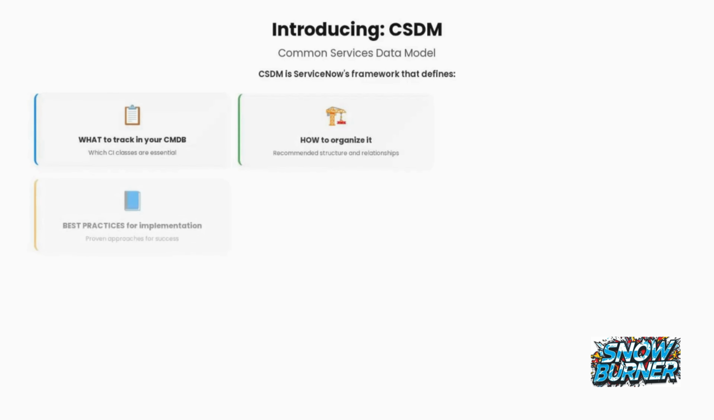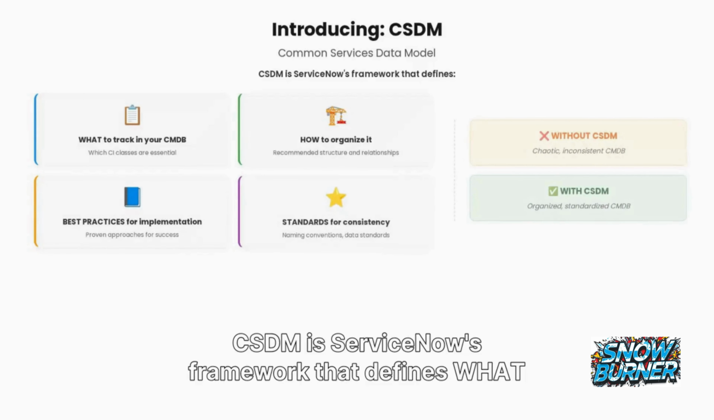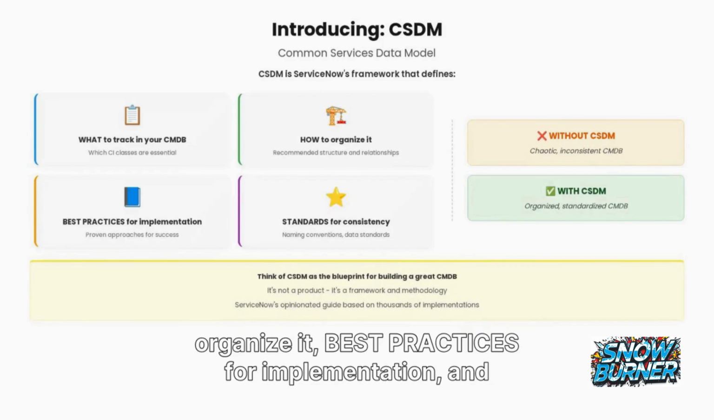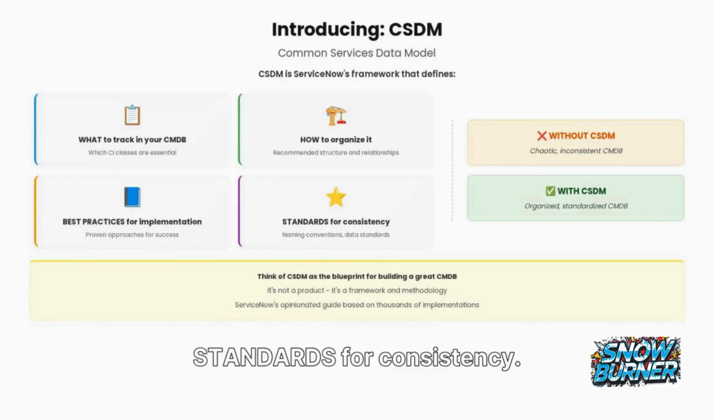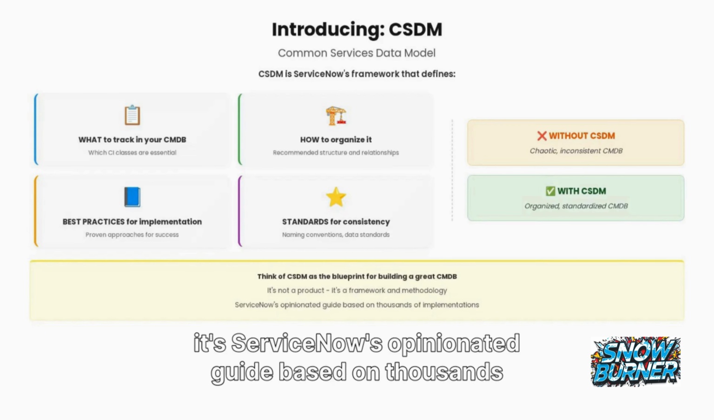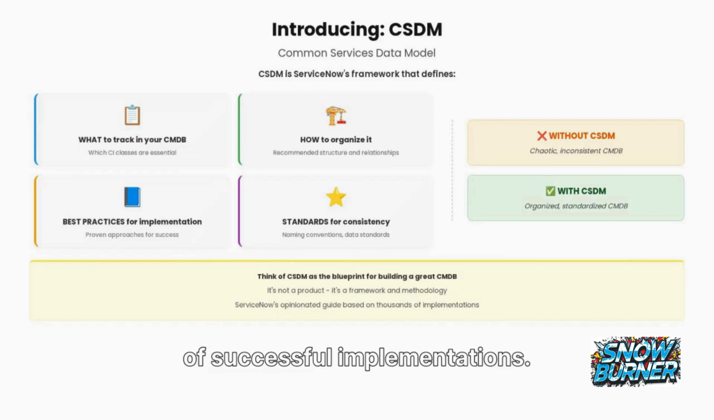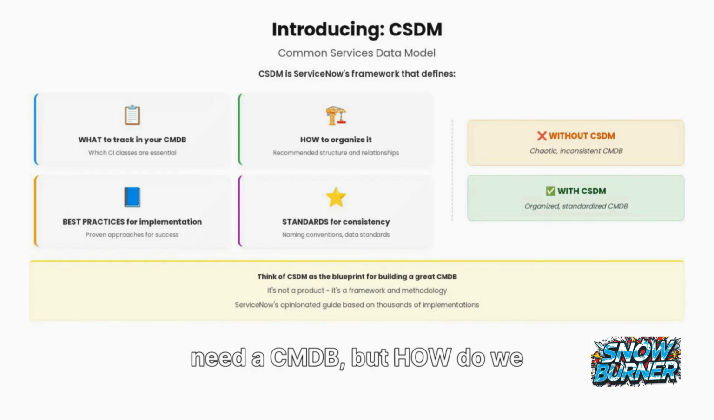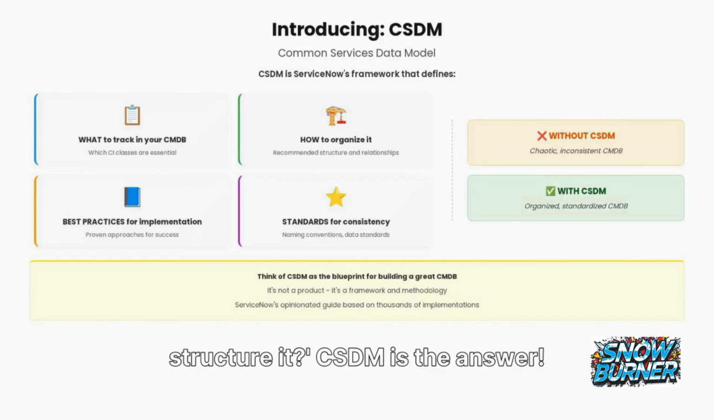Now let's talk CSDM, Common Services Data Model. What is it? CSDM is ServiceNow's framework that defines what to track in your CMDB, how to organize it, best practices for implementation, and standards for consistency. Think of it as the blueprint for building a great CMDB. It's not a product you buy. It's ServiceNow's opinionated guide based on thousands of successful implementations. It answers the question, we know we need a CMDB, but how do we structure it? CSDM is the answer.